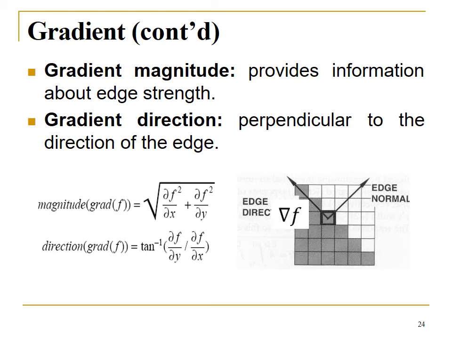Similarly, we have formulas for calculating the gradient function as well. For magnitude we have a separate formula, and for gradient direction we have a separate formula. For magnitude, grad of f is equal to the square root of (del f by del x) squared plus (del f by del y) squared, and to find the direction of a particular pixel we use the angle equal to tan inverse of (del f by del y) divided by (del f by del x). By using these two formulas we can find the pixel magnitude and direction.